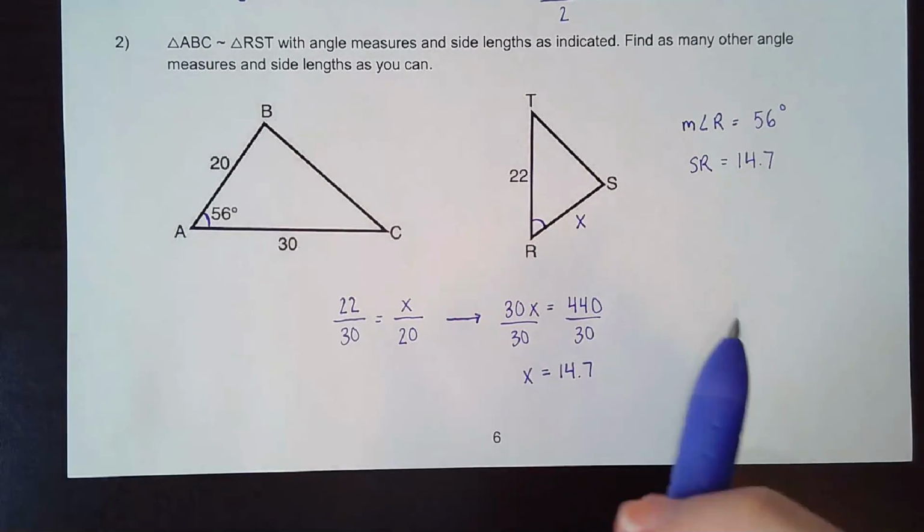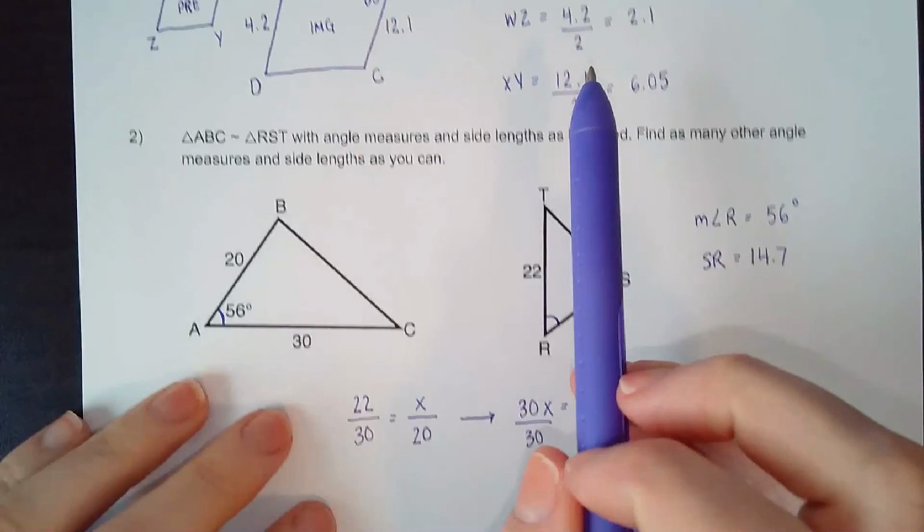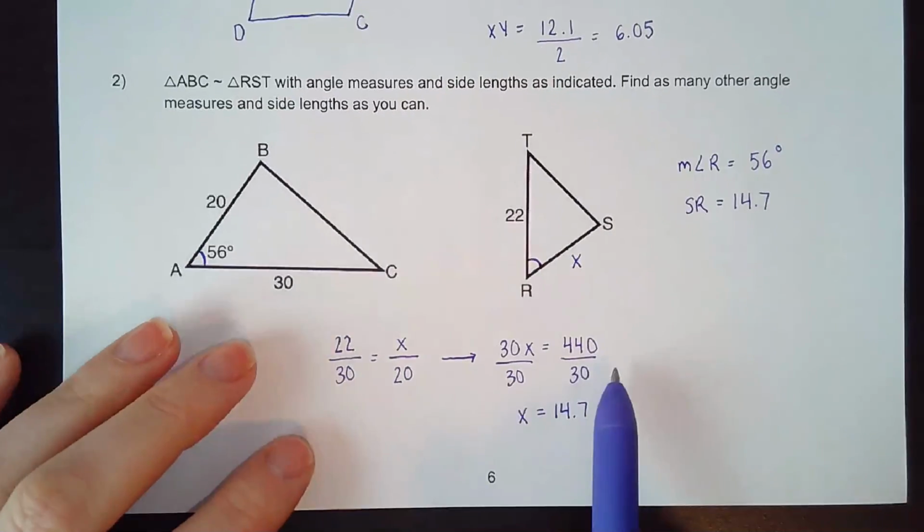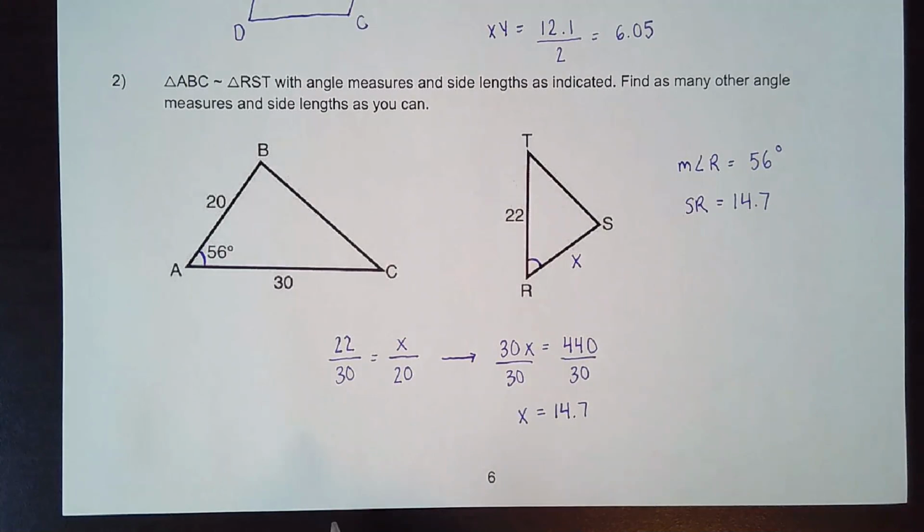So we can see that we can use magnitude. We can use proportions like we've learned in order to help us find missing sides and angles in similar figures.